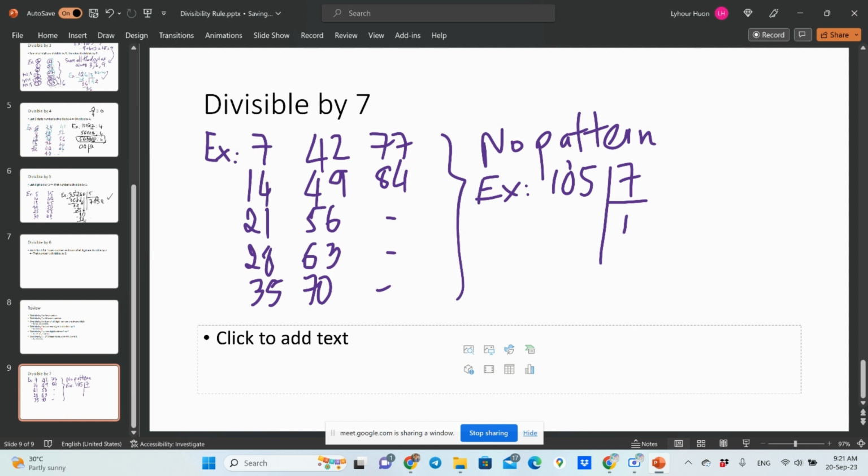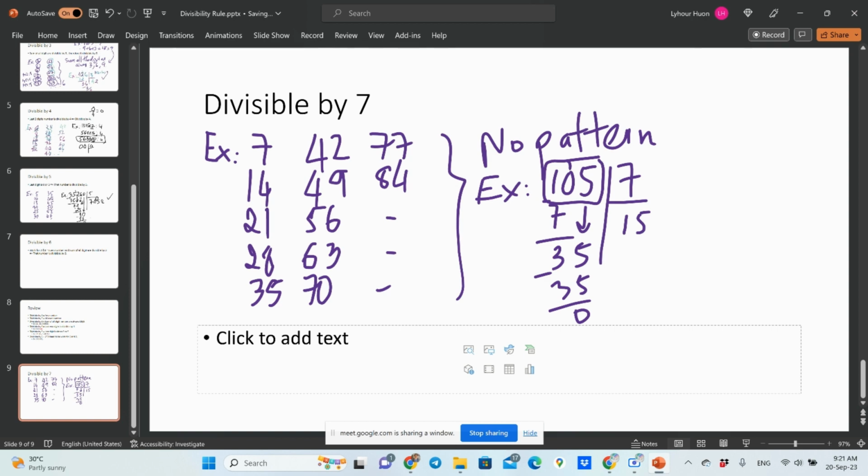So 7 times 1 is 7. So this is 3, and 5 drops here. How many times does 7 go into 35? 5, yes. 7 times 5 is 35. Now it is divisible by 7. So this number shows no obvious pattern.